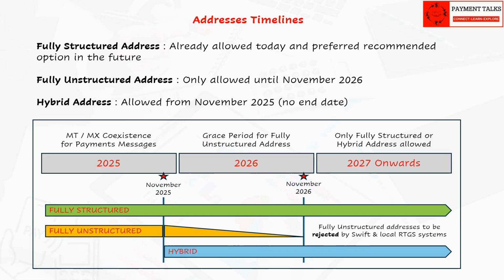As you can clearly see here, fully structured address is already allowed today and it is a preferred recommended option in the future as well. Fully unstructured address is in the grace period phase where it is getting decommissioned. It is allowed only until November 2026 on network. It will be rejected by Swift and local RTGS systems beyond November 2026. Hybrid address is allowed only from November 2025. At this moment, hybrid address has no end date and becomes a permanent option alongside fully structured address until further update.